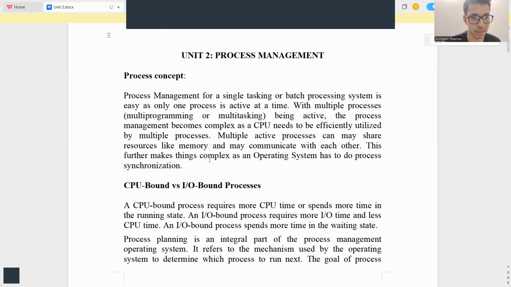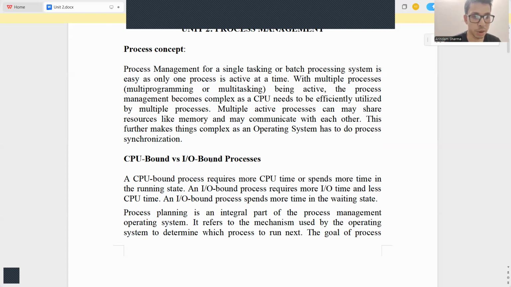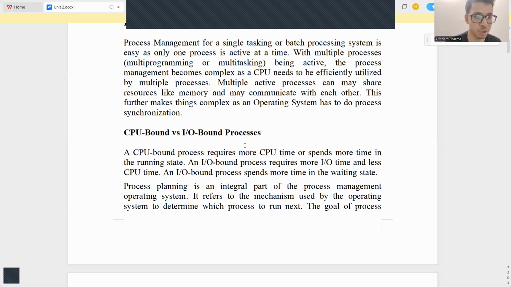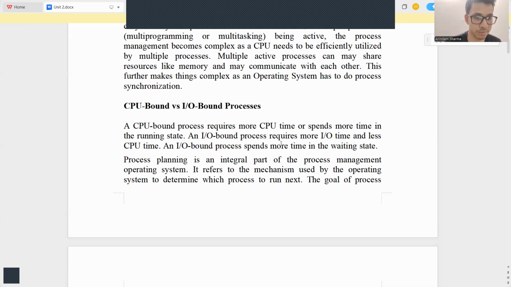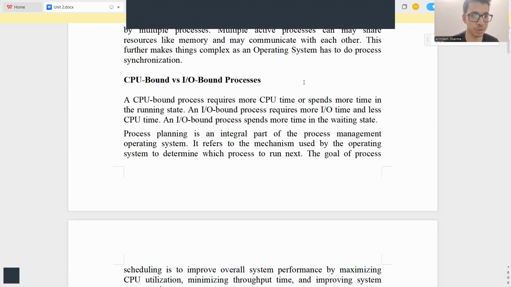So let's understand CPU-bound versus input-output bound processes. A CPU-bound process requires more CPU time and spends more time in the running state. An input-output, IO-bound process requires more IO time and less CPU time. An input-output bound process spends more time in the waiting state.